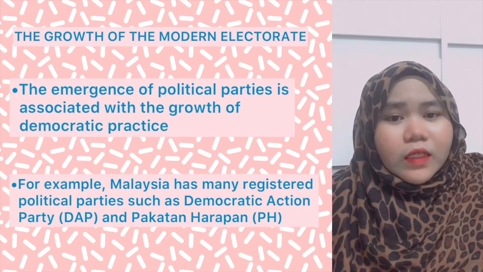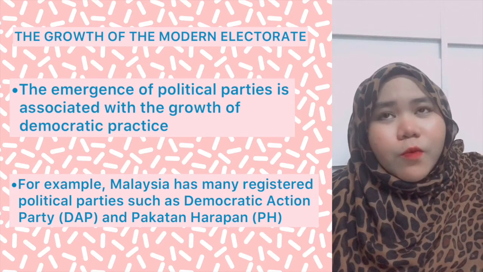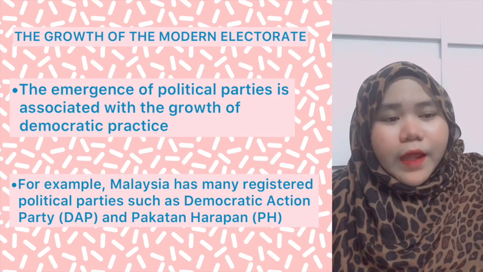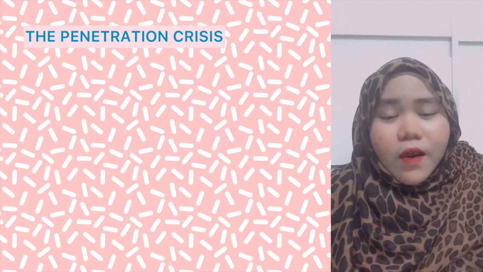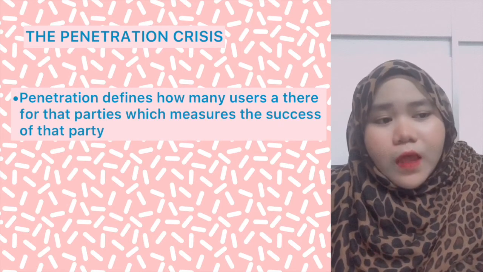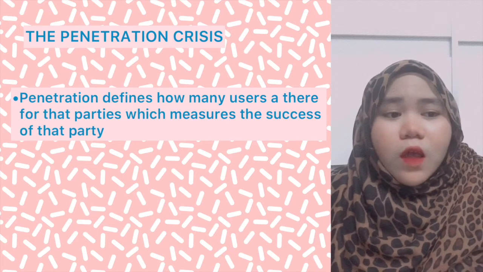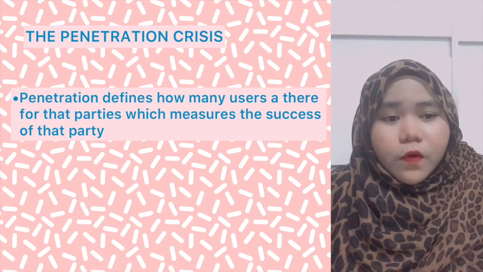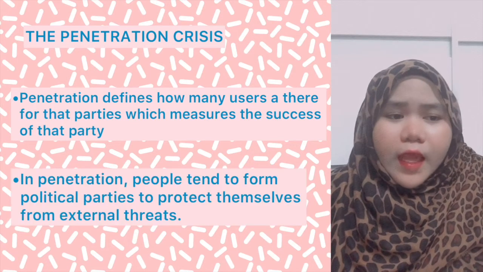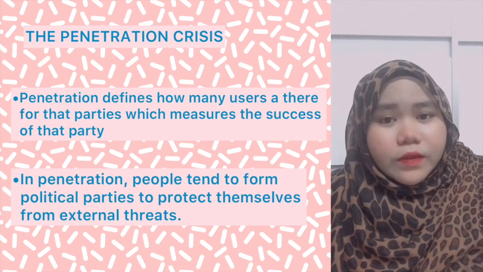For example, Malaysia itself has a lot of registered political parties such as the Democratic Action Party and also Pakatan Harapan. Next, the second origin of political parties is the penetration crisis. Penetration defines how many users there are for that political party. It is one of the measures of political party success in getting consumers to vote for their manifesto. People tend to form political parties to protect themselves from external threats.